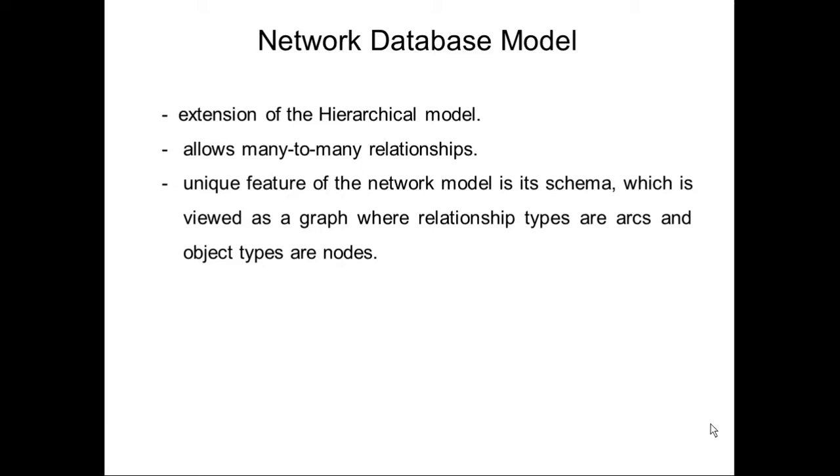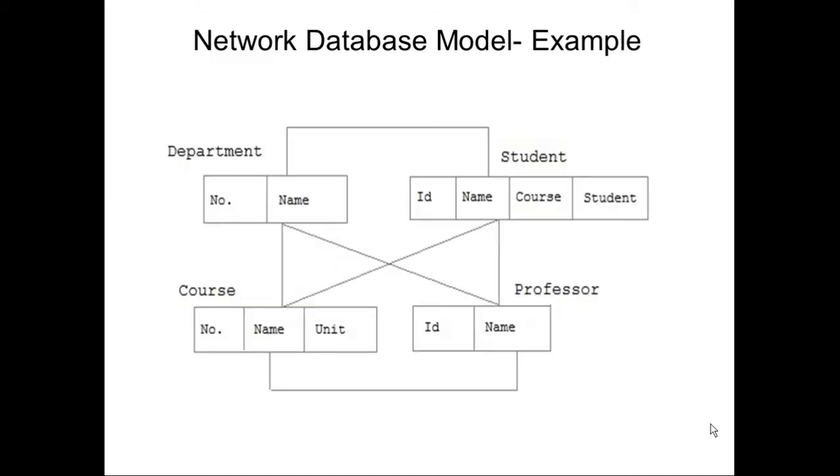Second is the network database model. This is the extension of the hierarchical model. In hierarchical, only a one-to-many relationship was there. In network, it allows many-to-many relationships. The main feature is that it is displayed as a graph where relationships are the arcs and the object types are the nodes. So here the department, student, course, professor, these are connected to each other. So it is a many-to-many relationship.